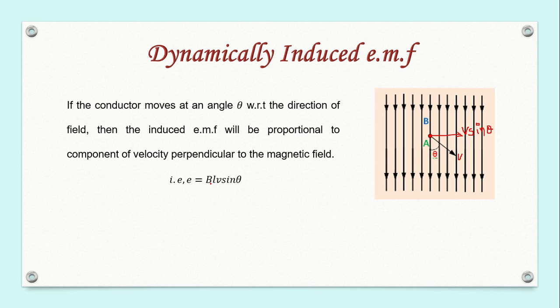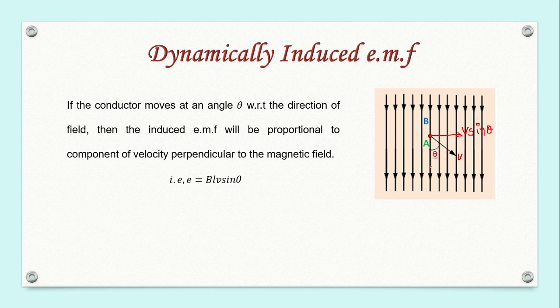BLV sin theta: flux density into length of the conductor into velocity of the conductor into sine of the angle which the conductor makes with the direction of the magnetic field. So this is the general equation. By substituting the value of theta in this equation, we will get the induced EMF when the conductor moves in any direction.